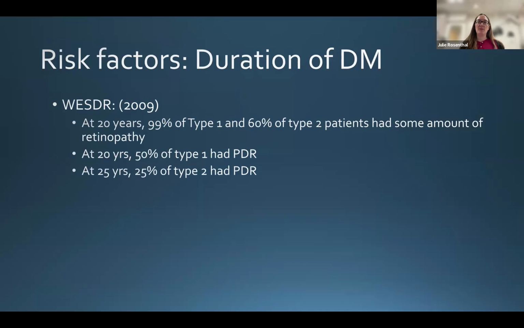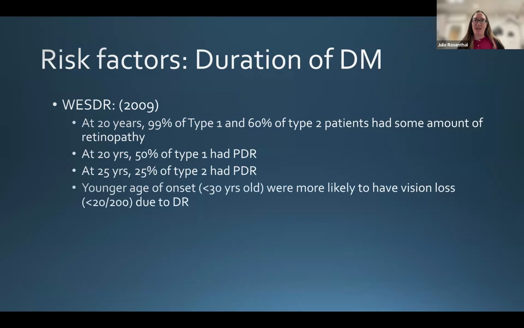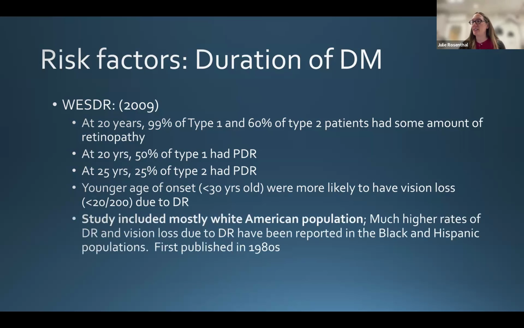At 20 years, 50% of type 1 had PDR, which is pretty high. And at 25 years, 25% of those with type 2 had proliferative diabetic retinopathy, which I'll explain in a little while, but that is one of our more severe forms of the disease, one that we really need to treat, and the one that can lead to irreversible blindness. So those who are younger when they got diabetes were more likely to have vision loss, not surprisingly, given that they likely have a longer duration of disease.